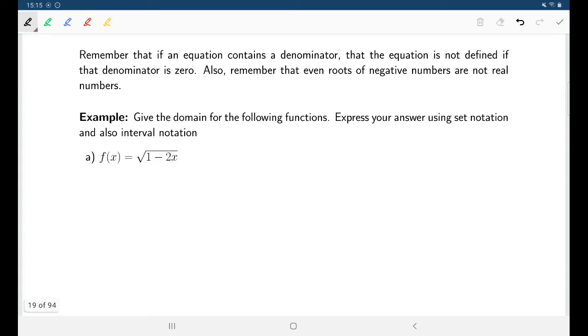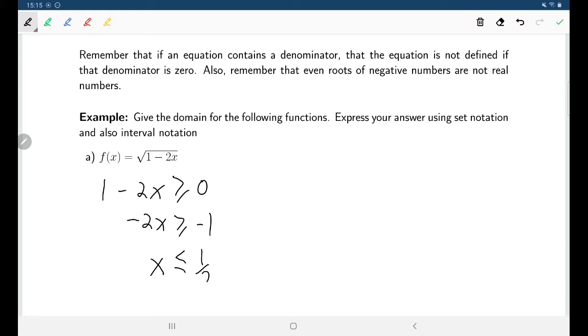And so the first thing that I would say to myself is, I know that 1 minus 2x needs to be 0 or larger. And so that means that negative 2x needs to be greater than or equal to negative 1, or that x needs to be, dividing both sides by negative 2, so that it changes the direction of my inequality, x needs to be less than or equal to a half. So that means that if we're thinking about values for x, any value for x that's larger than a half would make the inside a negative, which would mean that the square root would not be a real number.